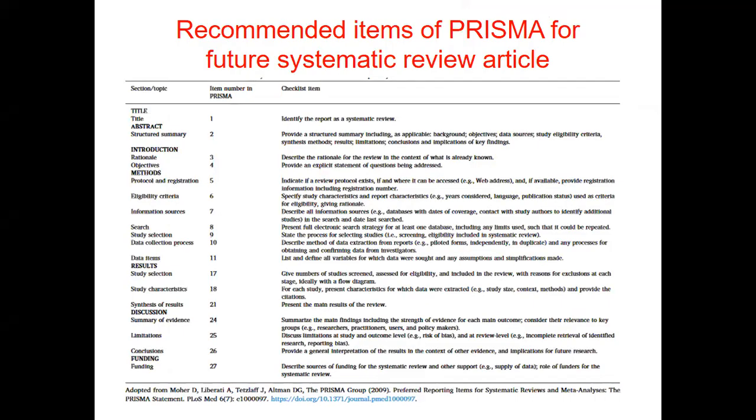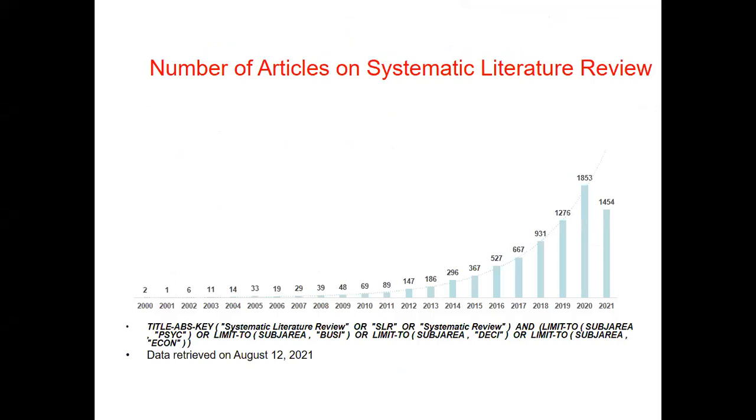Okay, this is for Prisma, which I'm just skipping. And then here, of course, is a simple trend from Scopus on the increasing popularity of publication of systematic literature review articles, of course, from 2000 to 2021. So you can see the increase is exponential. So it's a very fruitful area. People need to consider this angle, okay?